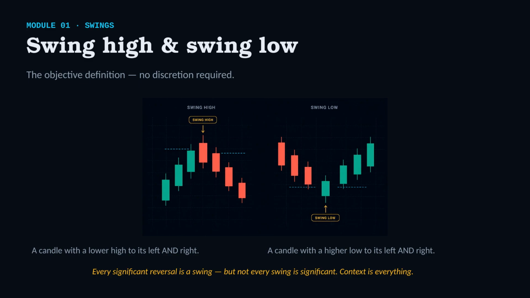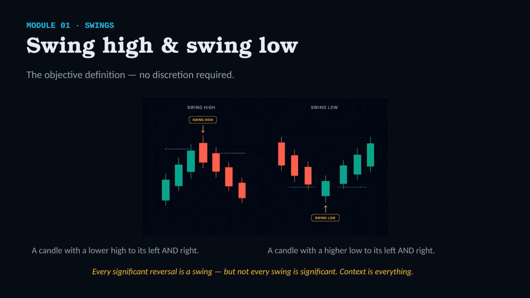Let us define market extremes objectively, so there is no discretion involved. A swing high occurs when a candle has a lower high to its left and a lower high to its right. Look at the left chart. The middle candle is the peak. Both neighbors have lower highs. That is a confirmed swing high. A swing low occurs when a candle has a higher low to its left and a higher low to its right. That is the right chart. The middle candle is the trough. Both neighbors have higher lows.